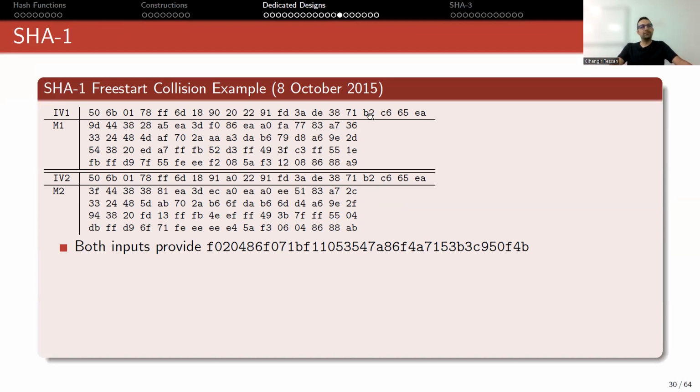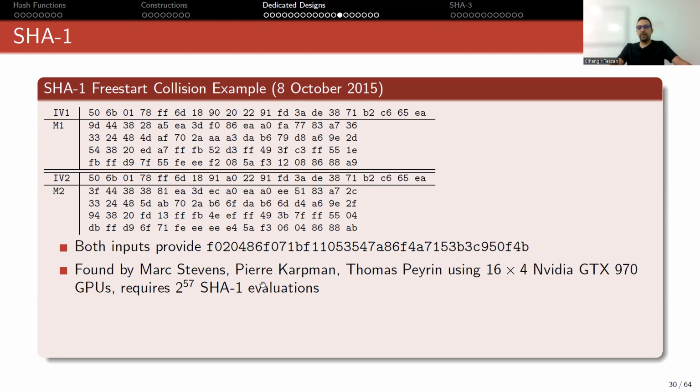In 2015, the first not full collision, but free-start collision was provided. Here you see the IV, you see the message M1. And if you change the IV and the message like this, as you can see, some parts are identical, but there are small changes here. Again, this is a differential attack. And both of them provide the same SHA-1 hash value. This was found by Stevens et al. And they actually used 64 GPUs, GTX 970. Those were really efficient at the time. And they performed 2 to the 57 SHA-1 evaluations.